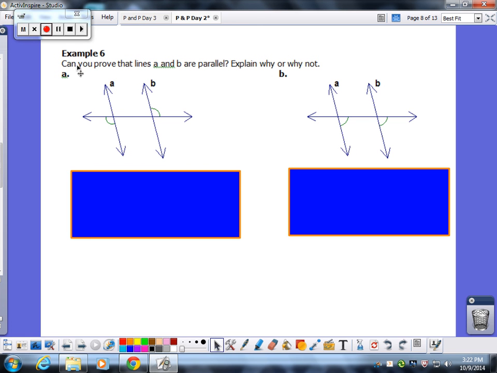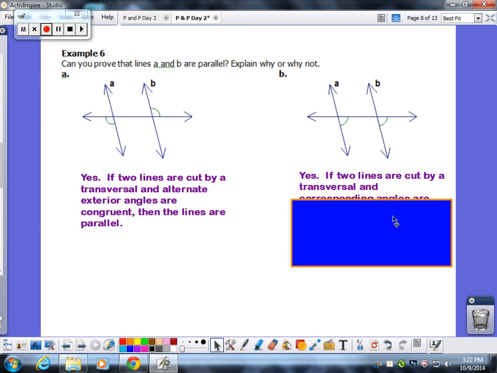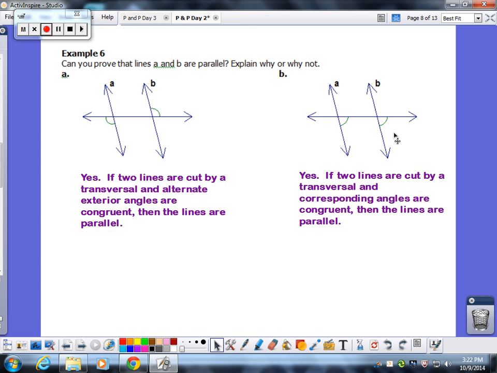In example 6 it asks, can we prove that these lines are parallel, and we need to explain why or why not. In example A, it tells us the marked angles are alternate exterior angles, so yes, they are parallel because the alternate exterior angles are congruent. In example B, we have two corresponding angles marked congruent, so therefore we can conclude that yes, those two will also be parallel.